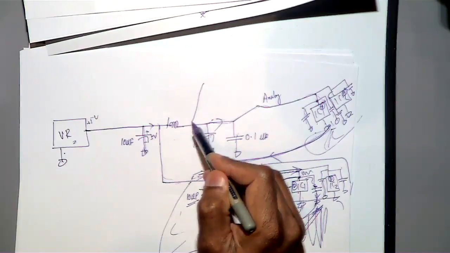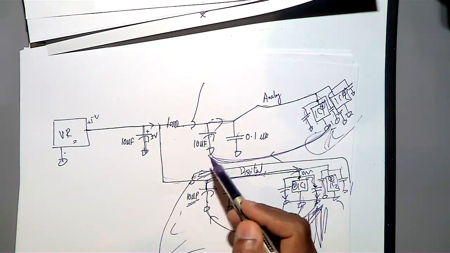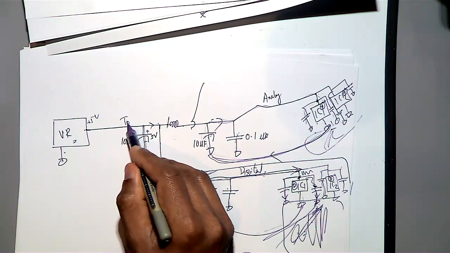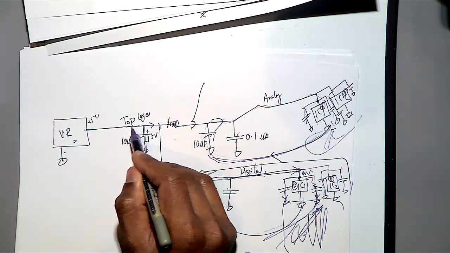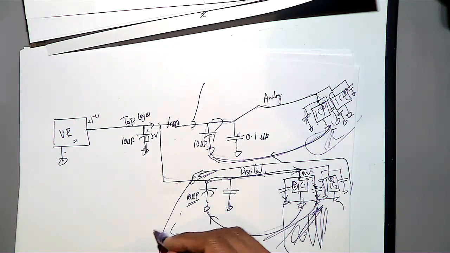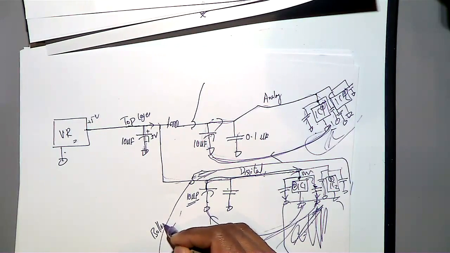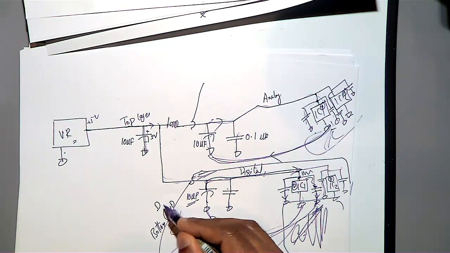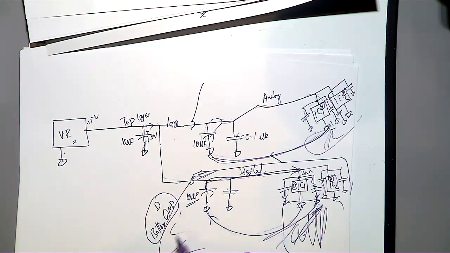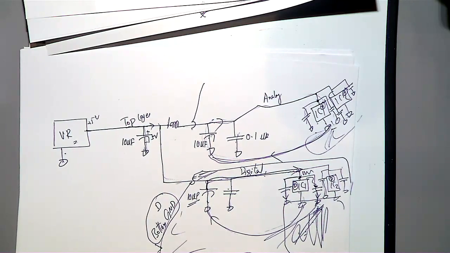And I am putting it like this so that it makes sure that this is the top layer. Top layer means that is a power supply layer, and then this is the bottom ground. So this is a ground plane. This is a digital ground, DGND. So this is a bottom plane. That's the reason I wrote it like this.